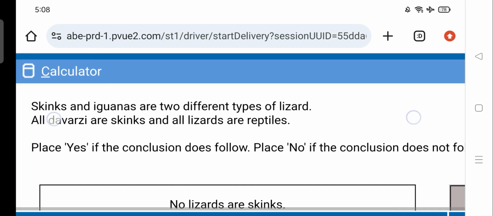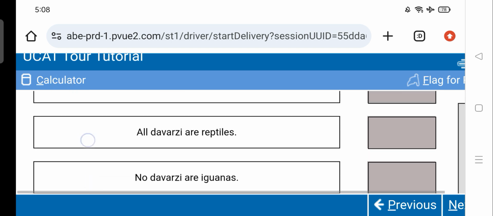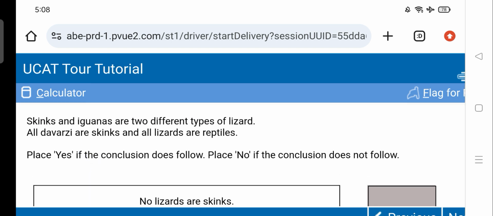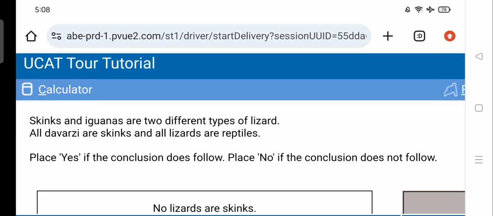So here some statements are given as a question, and you have to choose which one is right and which one is wrong. So here we have the question: skinks and iguanas are two different types of lizard. All dwarfs are skinks and all lizards are reptiles. Place yes if the conclusion does follow. Place no if the conclusion does not follow.